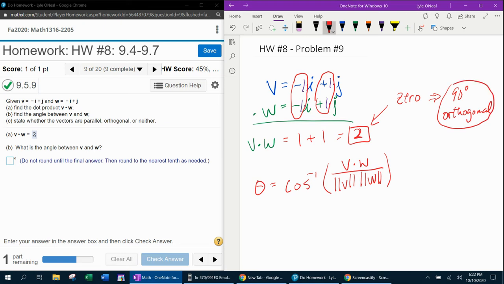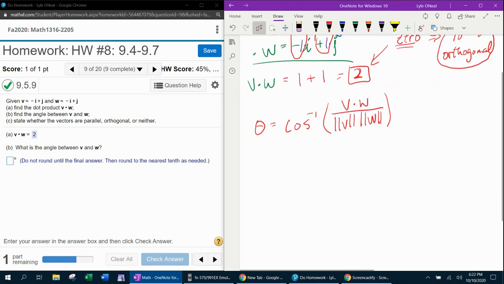Do you understand that? If you get a dot product of 0, you don't need to do the work I'm about to show, because you know that it's going to be orthogonal vectors that have an angle of 90 degrees between them. So we're going to need to use the formula since our dot product is 2. So our formula is going to look like this. It's going to be the inverse cosine of 2, that's the dot product, divided by the magnitudes multiplied.